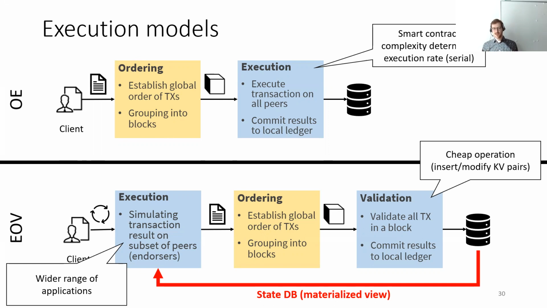And this is really where the main drawback of the execute-order-validate approach comes in: between executing a transaction, so simulating a transaction, and recording its outcome into the ledger, you have several distributed steps being performed. What you work on is a materialized view of the ledger at the time of simulation. By the time you're trying to commit a transaction, this actually might change. I'll show that in a slide in a second.